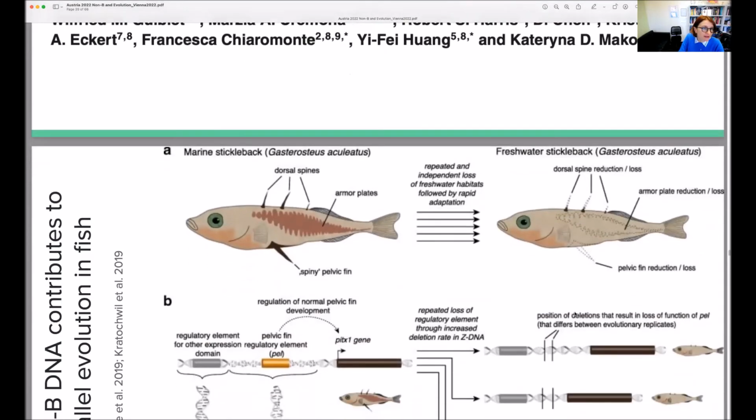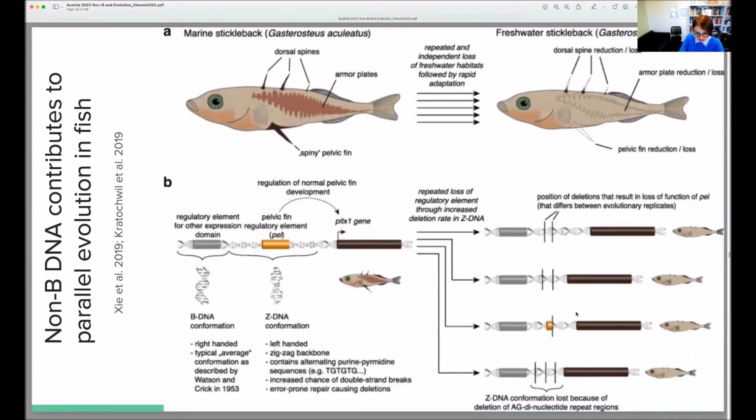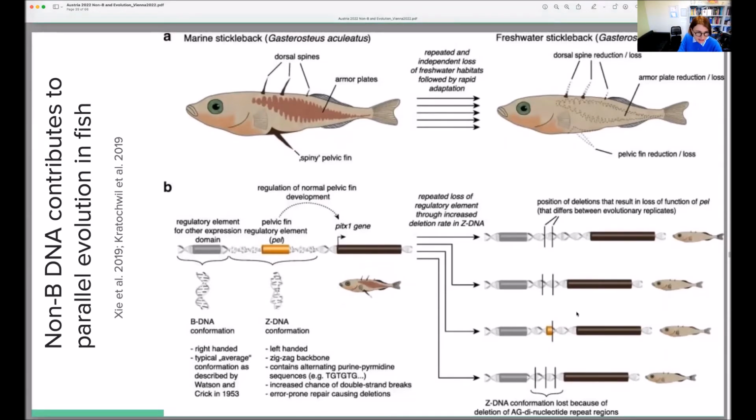So this conclusion has really important consequences. And I'm going to illustrate one example. This is a paper that was published a couple of years ago in Science, and it has to do with the importance of non-B DNA for parallel evolution in fish.